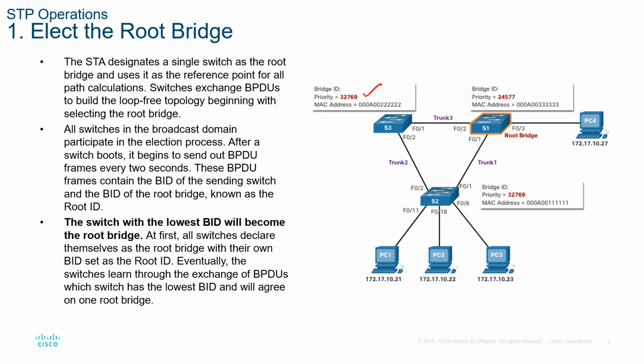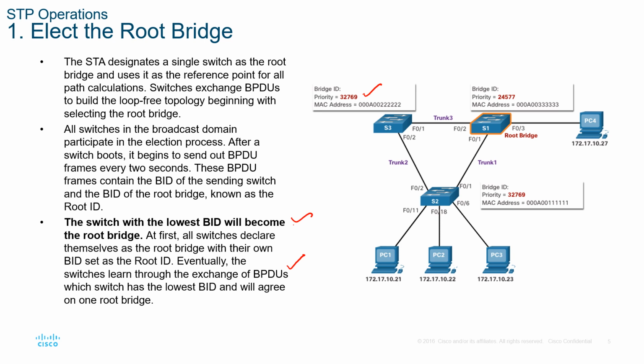So now let us go to the first step of the STP operation, which is electing the root bridge. The spanning tree protocol algorithm will elect the root bridge by referring to the lowest BID. At first, all switches will declare themselves as the root bridge with their own BID. Eventually, when they have exchanged information using the BPDU, the bridge protocol data unit, they will look at and elect the switch with the lowest BID.